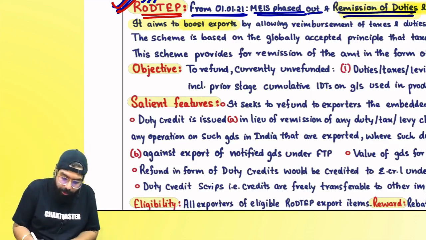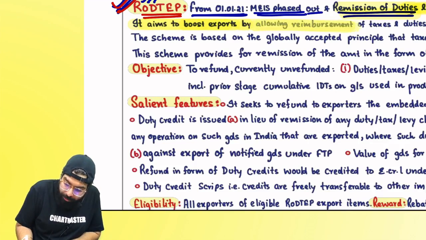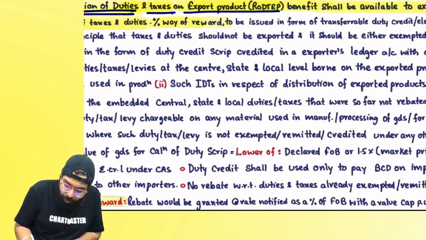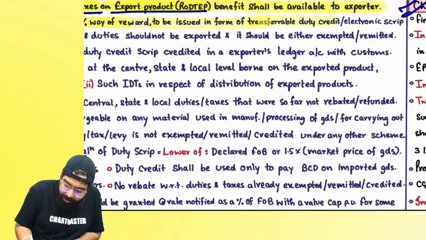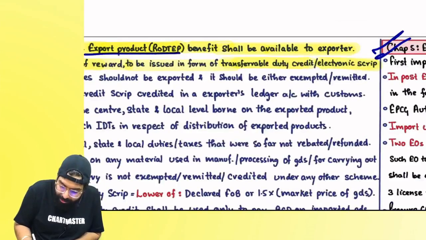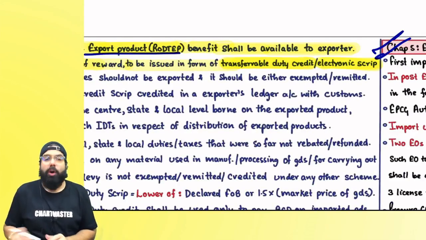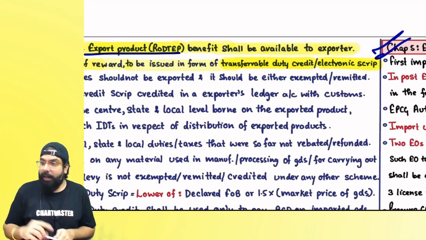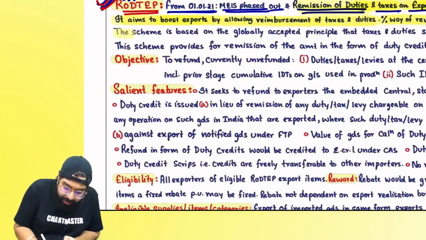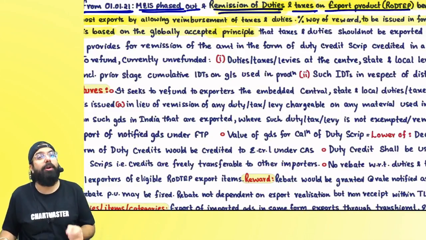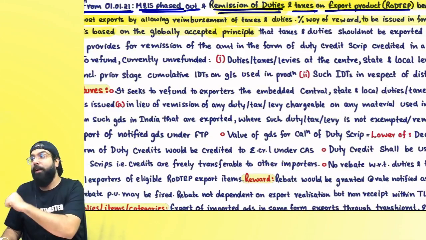Tick. It aims to boost export by allowing reimbursement of taxes. The percentage of reward is to be issued in the form of a transferable scrip or electronic scrip. Means they will give you either a transferable scrip or an online scrip. Are we clear? Or they might credit it to your e-credit ledger. Right, everyone? Next. The scheme is based on a globally accepted principle. Why was MEIS deleted? Because it was not based on a globally accepted principle.